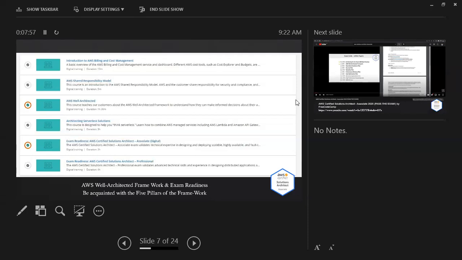So please lay your hands on this and ensure that you start your journey by coming to the exam readiness portal or skill acquisition portal, so you can have a hold on.